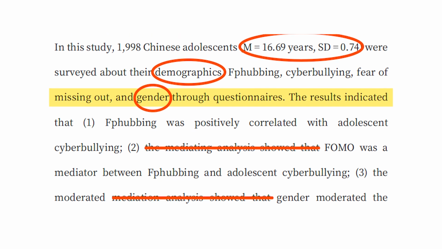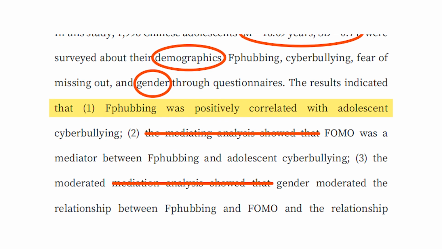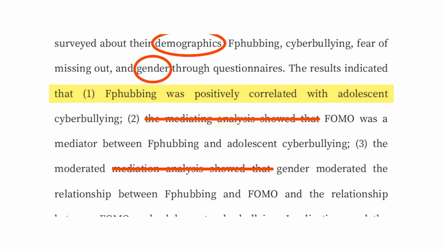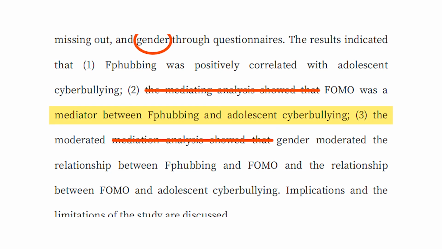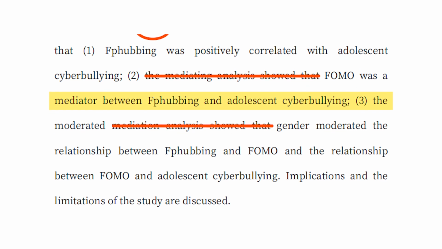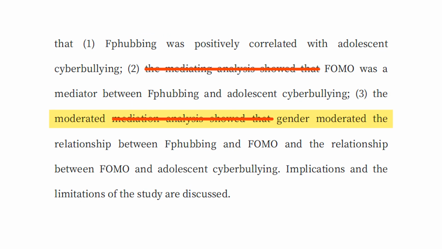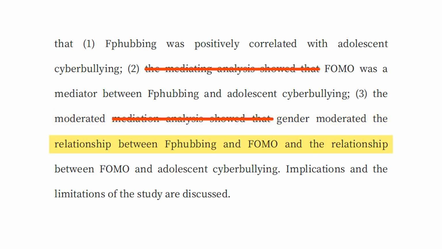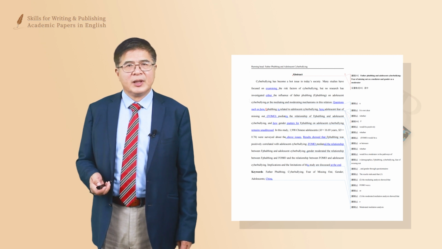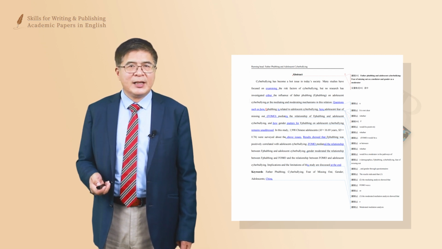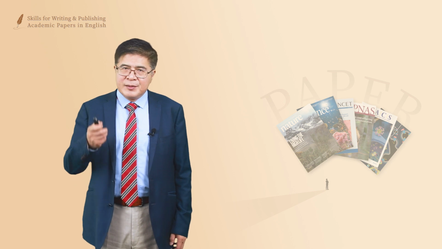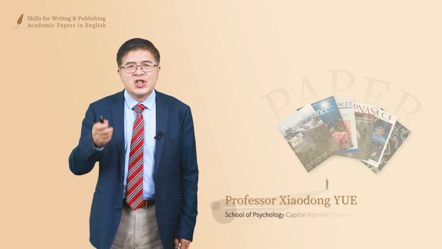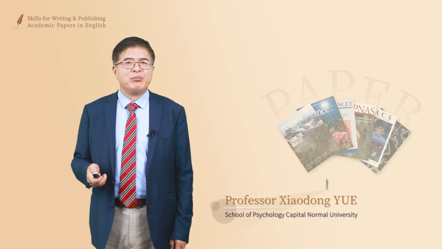Through the questionnaire, results indicate that the phobbing was positively related with adolescent cyberbullying. And the mediating analysis showed that, we do not need that. The second, FOMO, was a mediating factor between phobbing and adolescent cyberbullying. And thirdly, mediation analysis showed that the gender mediated the relation between phobbing and FOMO. Here is my revision. You can have a look. I don't have to read it out, but you can see how the abstract could be improved by revising this part. Having said all of this, my recommendation is please check exemplary abstracts before you write your own.